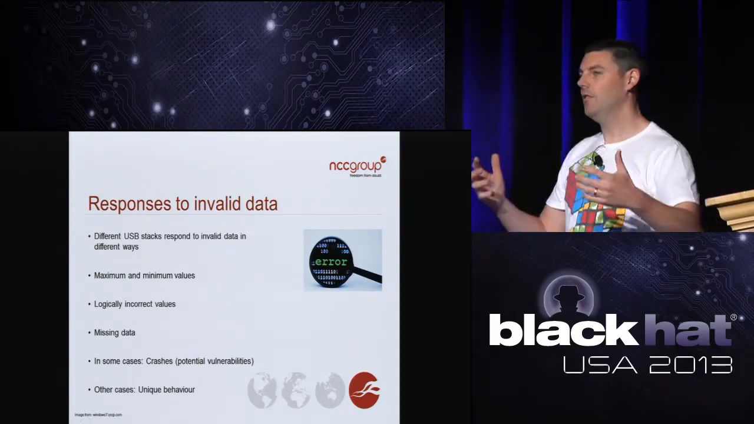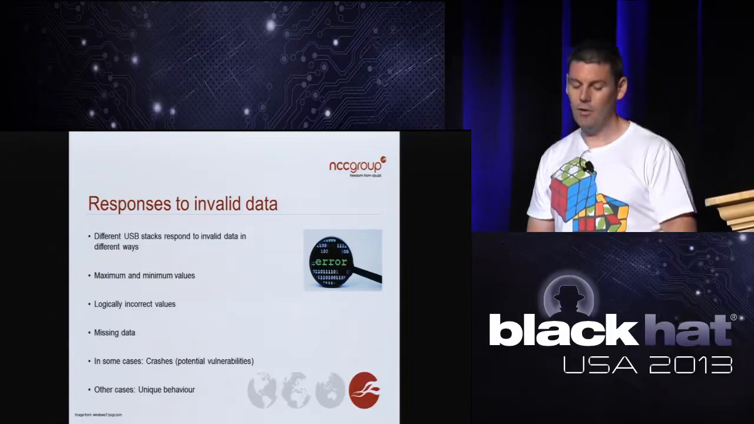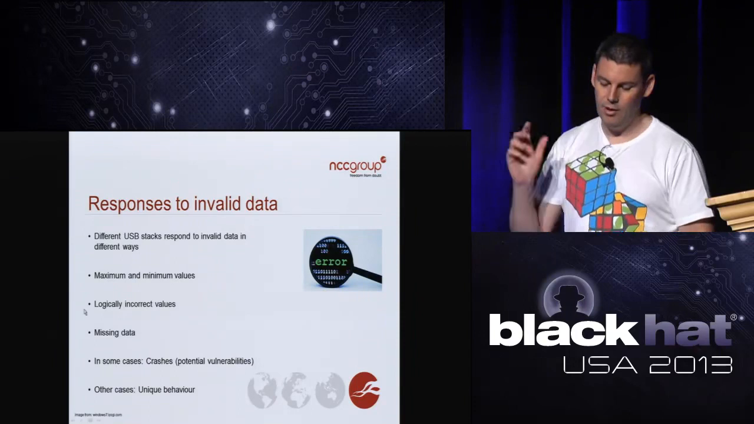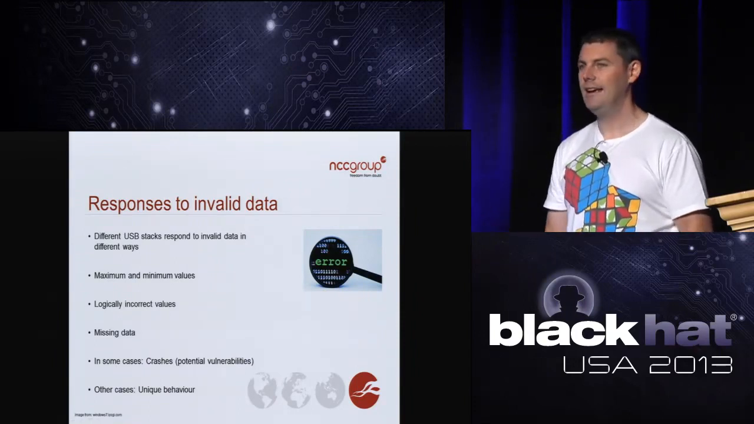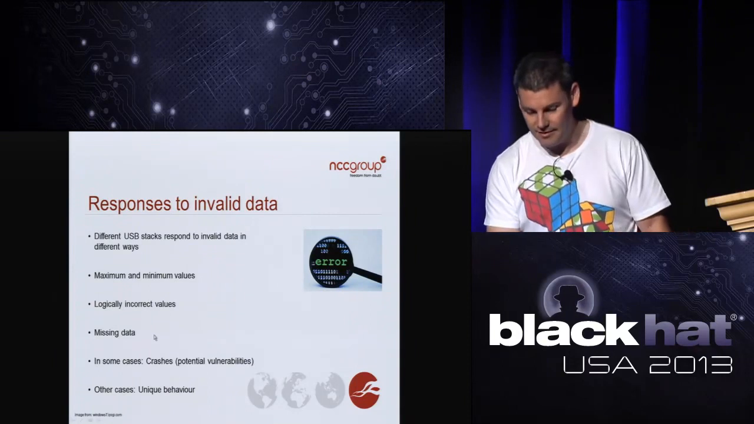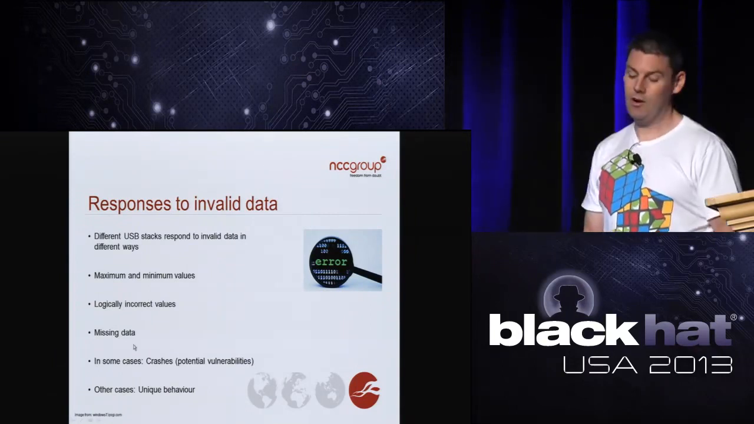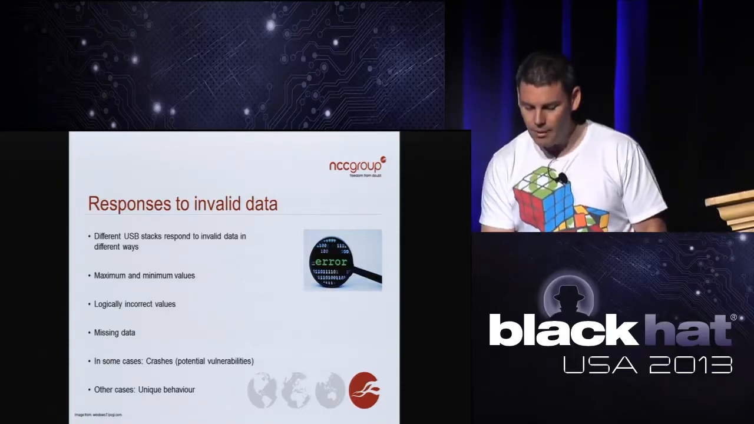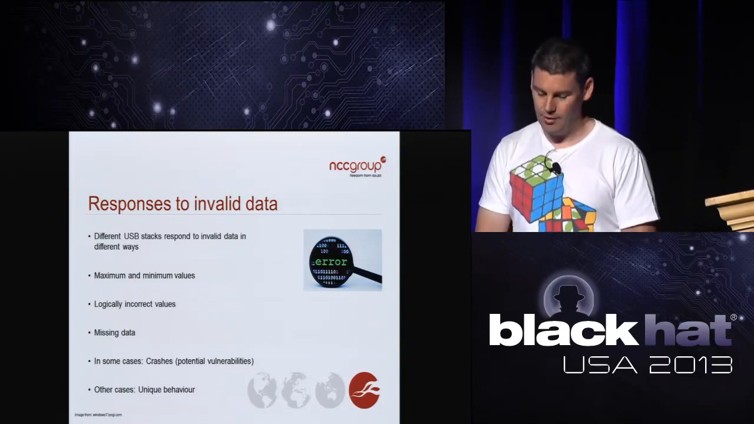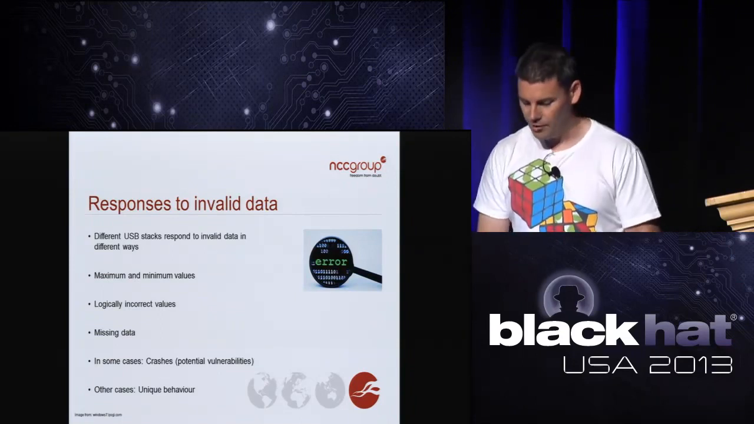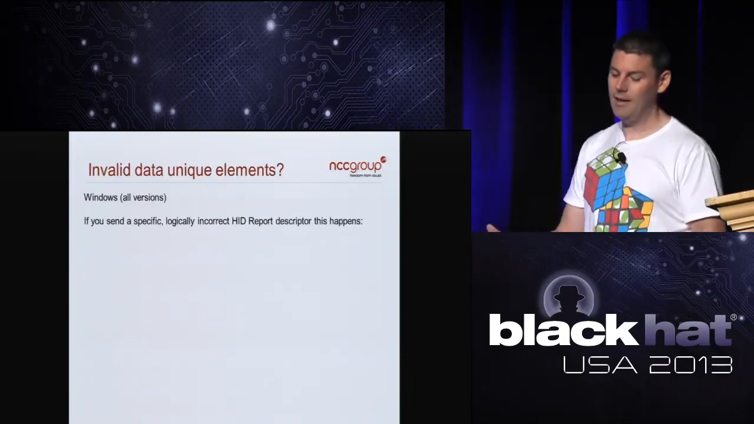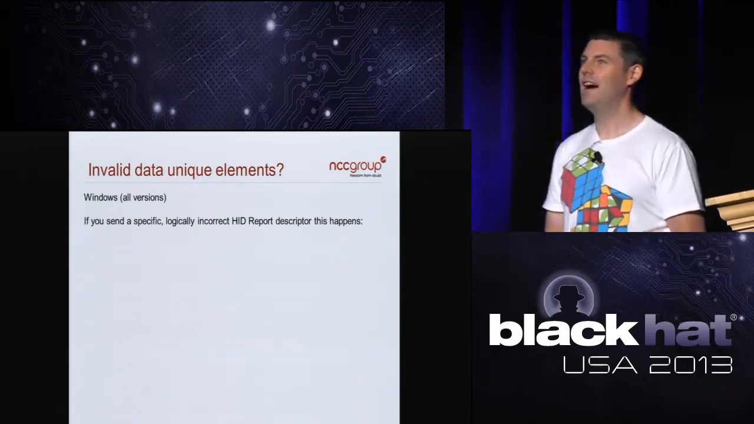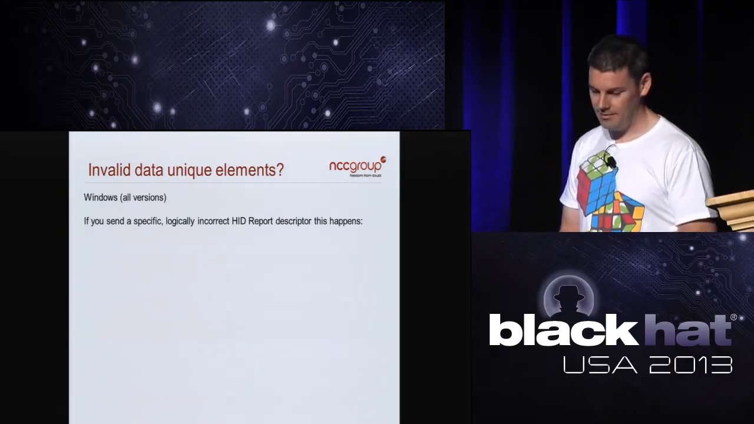But what I've seen is different host implementations respond to invalid data in different ways. So if you look at the type of data provided within those descriptors, you've got length fields, you've got values that could have minimum and maximum values. You've got the ability to put logically incorrect information in there, missing data. In some cases you get crashes, and from a fuzzing perspective that's great because you're identifying bugs. But other times you'll just get unique behavior, which is obviously what we're looking for when we're trying to fingerprint systems.